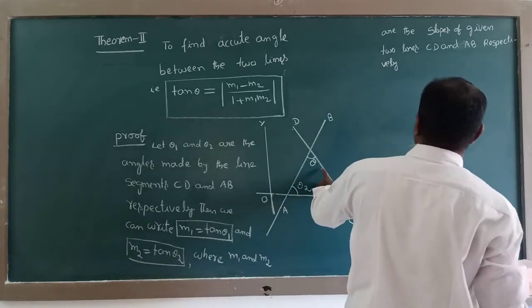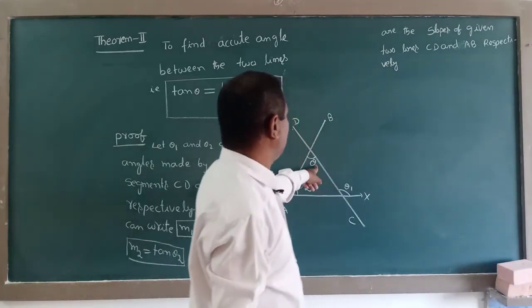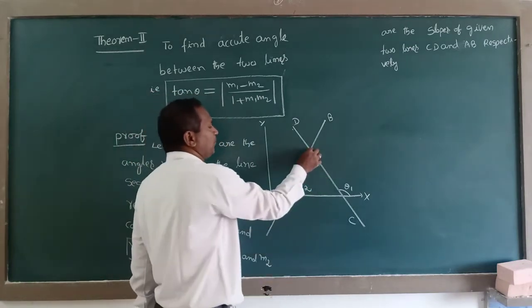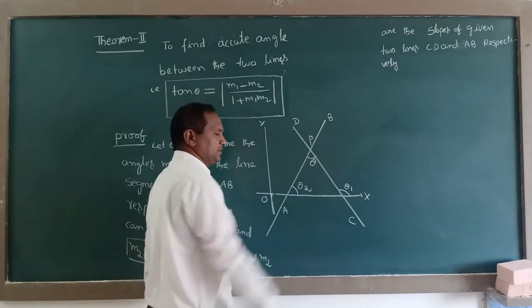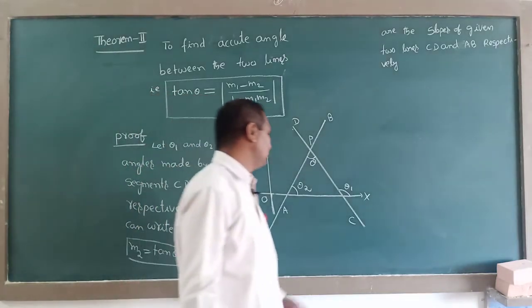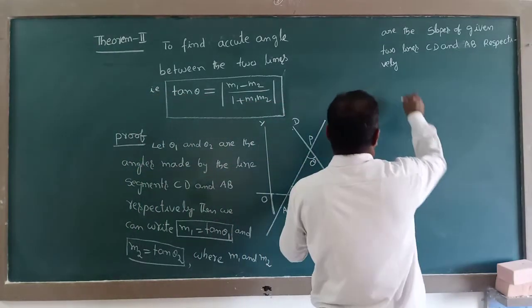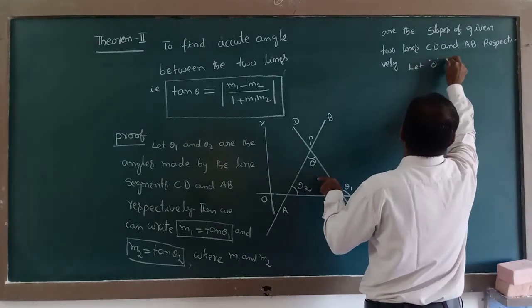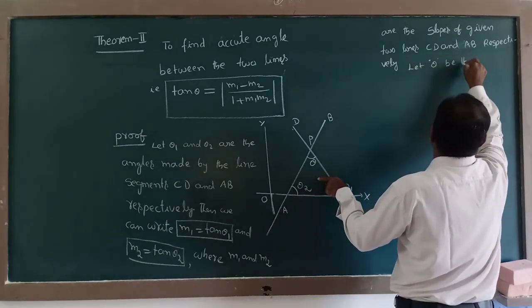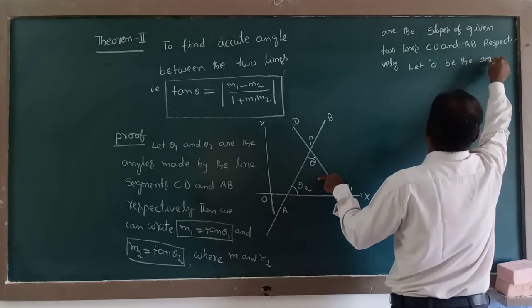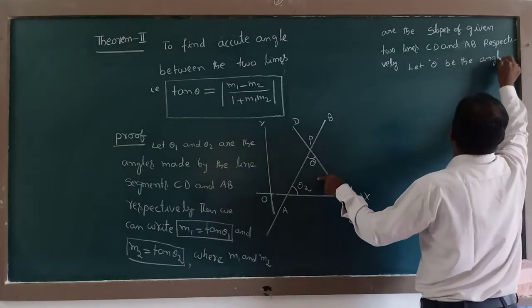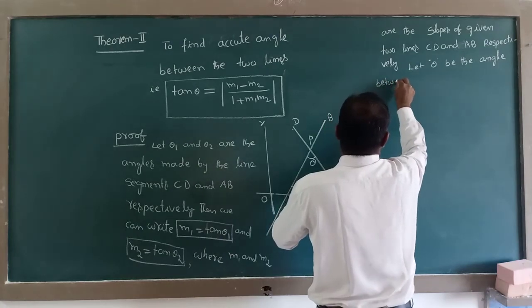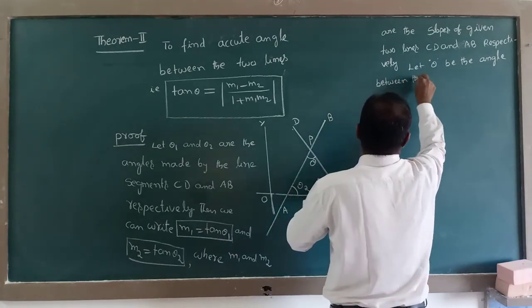And let theta be the angle between the two lines at the intersection point P here.